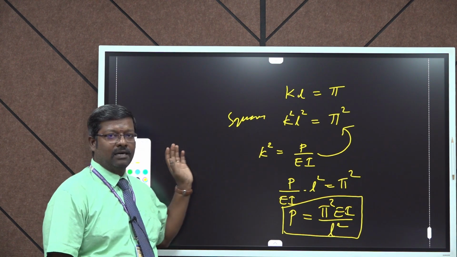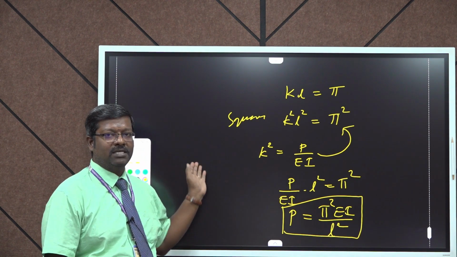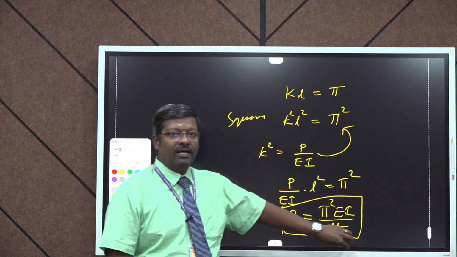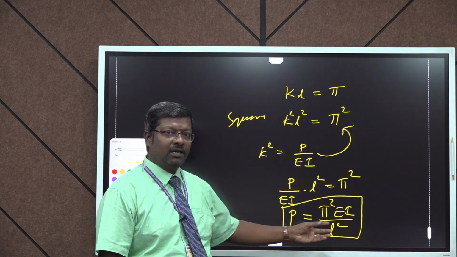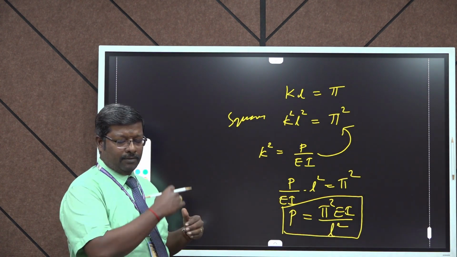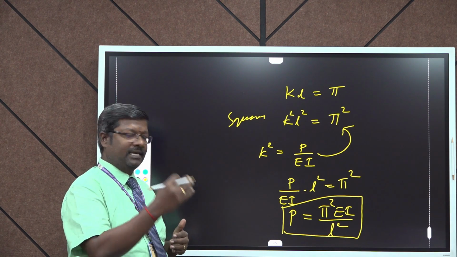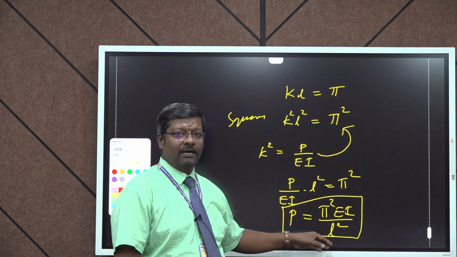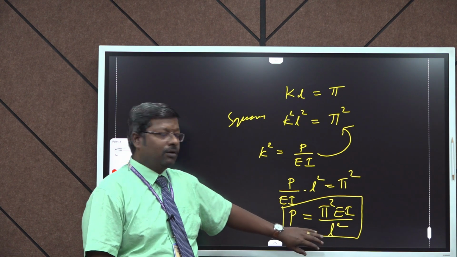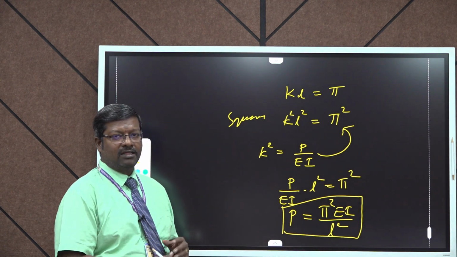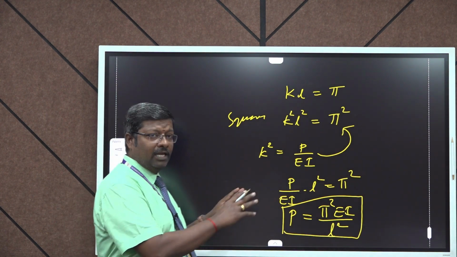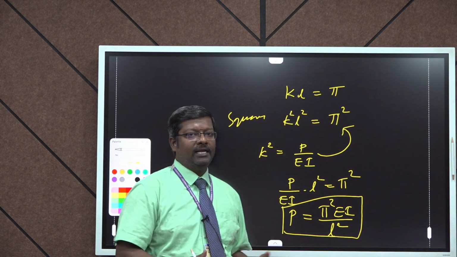If both ends of the column are fixed, the effective length alone needs to be changed. Likewise, if one end of the column is fixed and the other end is hinged, the effective length may be changed. So, by modifying the effective length of the column, we can find the Euler's crippling load for different end conditions.